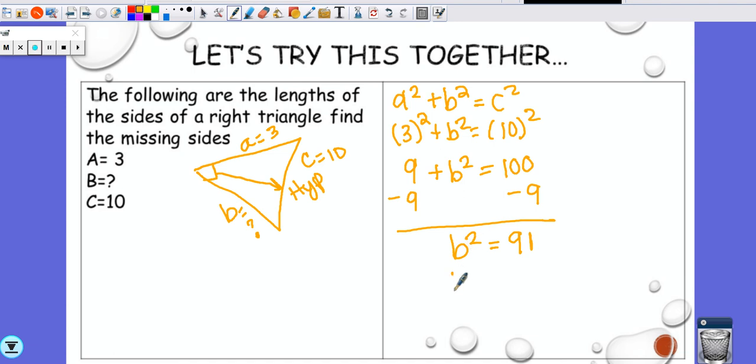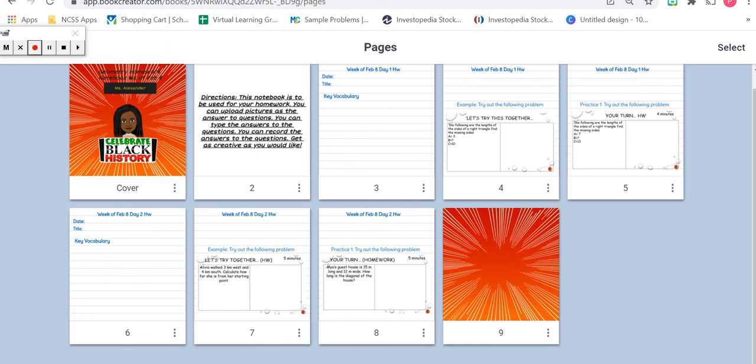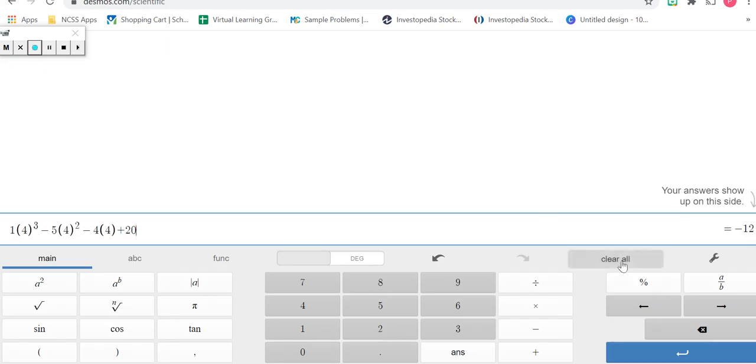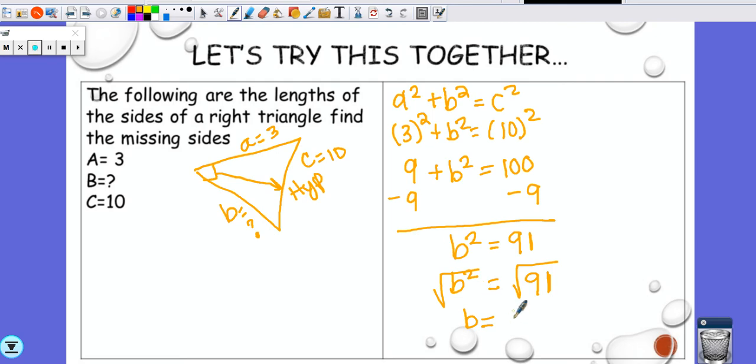Then you take the square root of 91. You can use decimals: it's on your PDF, or you can just type decimal scientific calculator into Google. You push the square root of 91 in there, and it tells you it's 9 point something, and going to the nearest hundredth, it's 9.54. So B would be 9.54, and if they give you any units, you're going to say units.